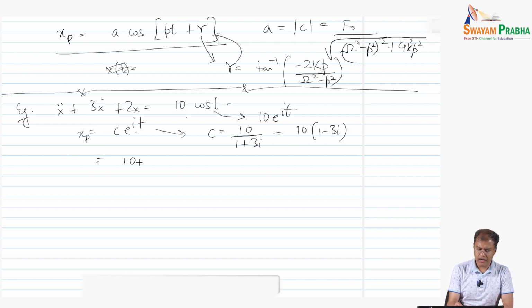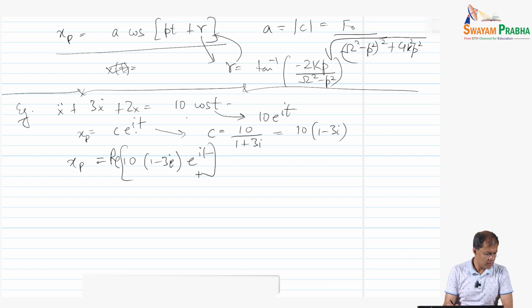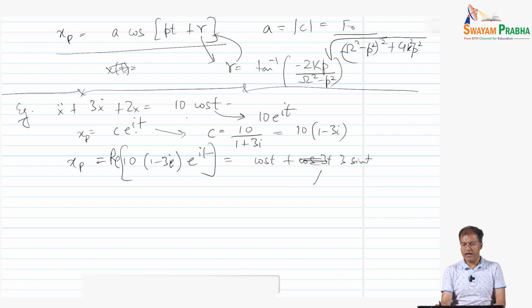My particular solution is 10 times 1 minus 3i times e to the power it, and to find the real particular solution we take the real part of this, which gives us cos of t plus 3 times sine of t. Then we add it to the homogeneous solution, xh, which is a times e to the power minus t plus b times e to the power minus 2t.